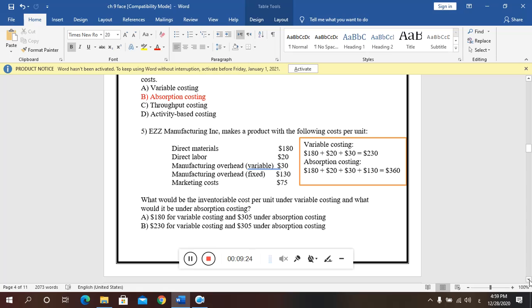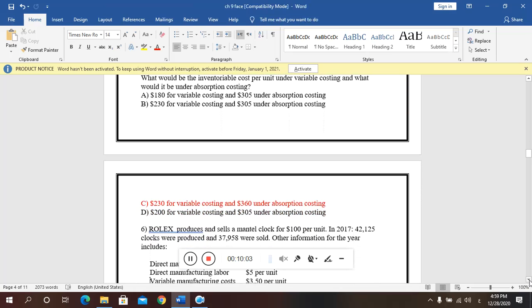Under the absorption costing method, all manufacturing costs are inventoriable: direct material, direct labor, variable manufacturing overhead plus fixed manufacturing overhead. So we sum 180 plus 20 plus 30 plus 130, which gives 360. So the inventoriable cost per unit under the absorption method is 360. So the answer is C.